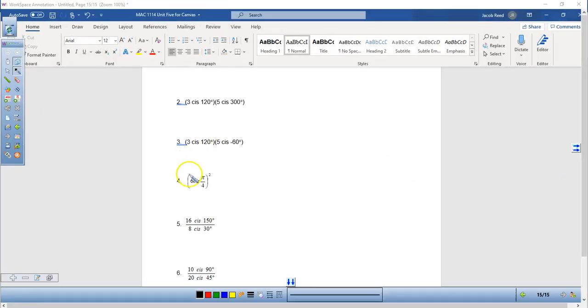Number 3, you should try on your own. Okay, I'm giving you a few seconds. Hopefully you pause the video, try it on your own just to check yourself. Okay, so I've got 3 times 5 and 120 plus negative 60. So I have 15 cosine 60 degrees plus i sine 60 degrees, which means it has the same answer as number 2, because 420 and 60 were the same angle.